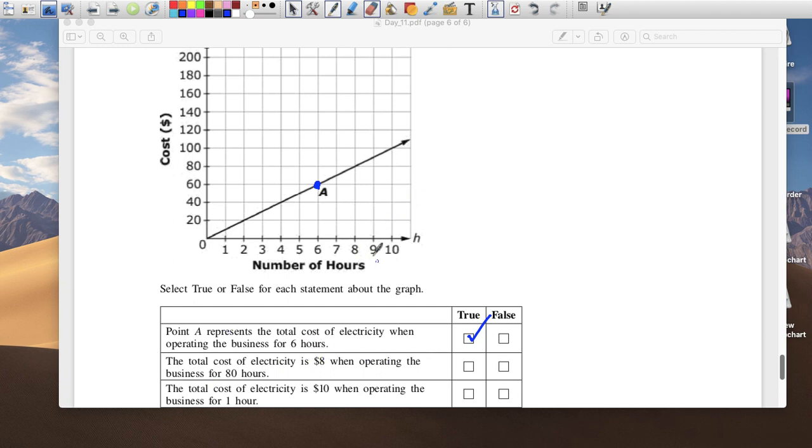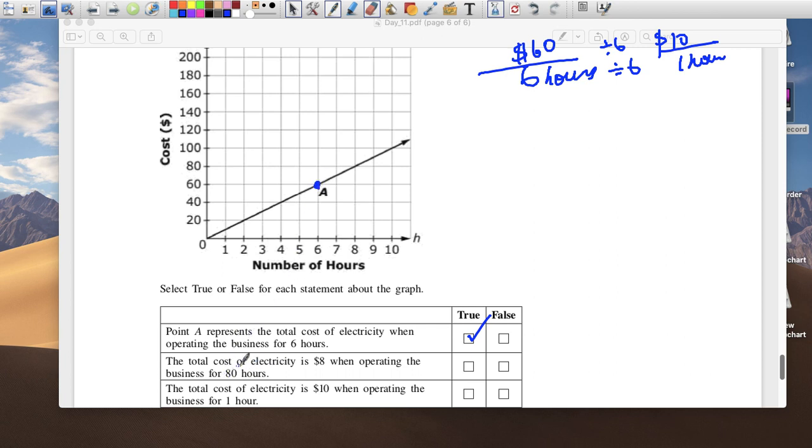The next one: the cost of electricity is $8 when operating the business for 80 hours. So you can tell right away. Let's take this point. We can say here that it's 6 hours. How much are we paying for 6 hours? Based on that point, for 6 hours, he's paying $60. Right? So what's the unit rate? If you divide this by 6 and this by 6, how much are you paying for 1 hour? You're paying $10 per hour. So I can get that information just from that point.